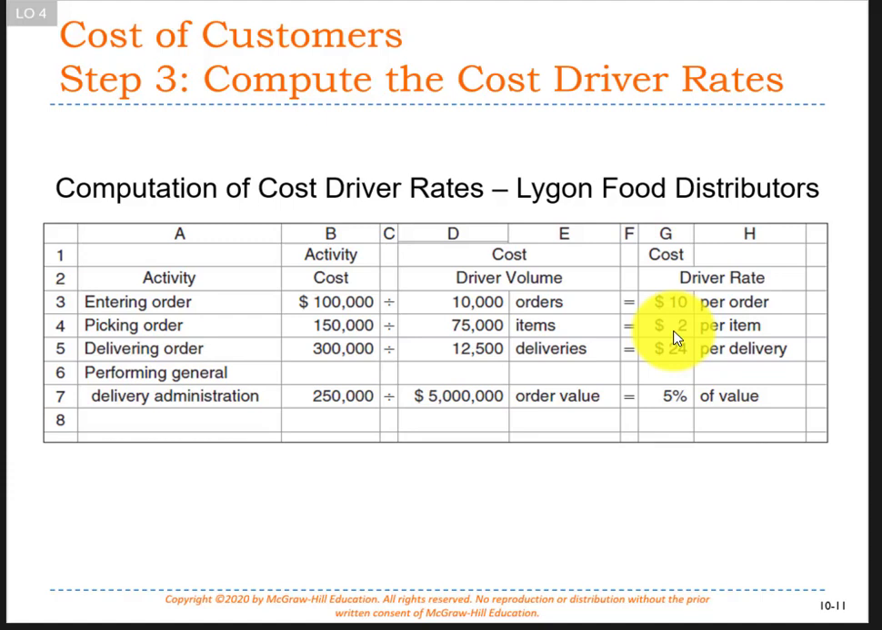And then delivering it is based on deliveries, and so our delivering costs, trucks and all that kind of stuff, is $300,000, and we made 12,500 deliveries. So approximately $24 per delivery. So, for instance, if I had an order that required delivery and it had 3 items on it, the cost would be $10 for the order, $6 for the 3 items, and then delivery costs would be $24. Okay?